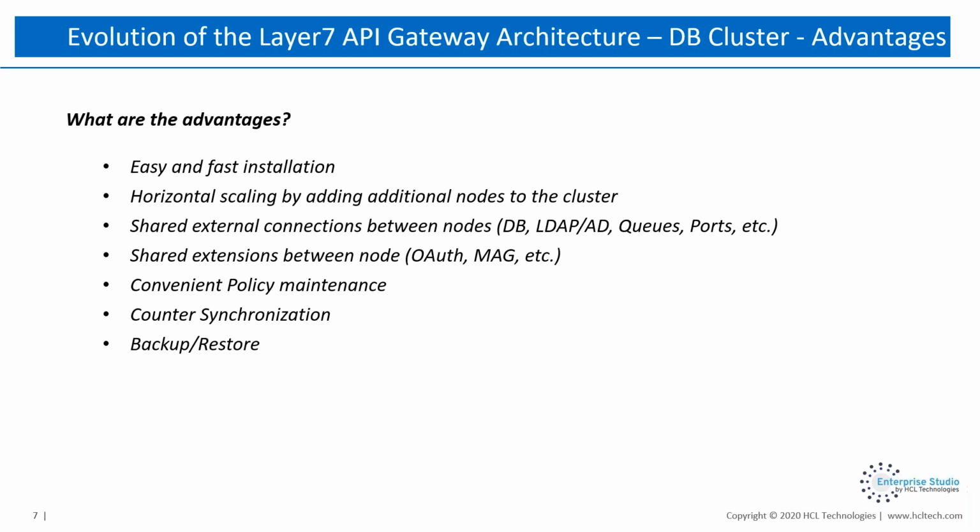And because all the nodes are connecting to the same database, the new node had to connect to the database and inherited everything that was present, meaning database connectivity, policy code, services, cluster-wide properties, anything that was there. It also inherited all the shared components. So if you had LDAP connections, if you had queues, ports, everything was automatically known by the new node that was added to the cluster. So it was very convenient.